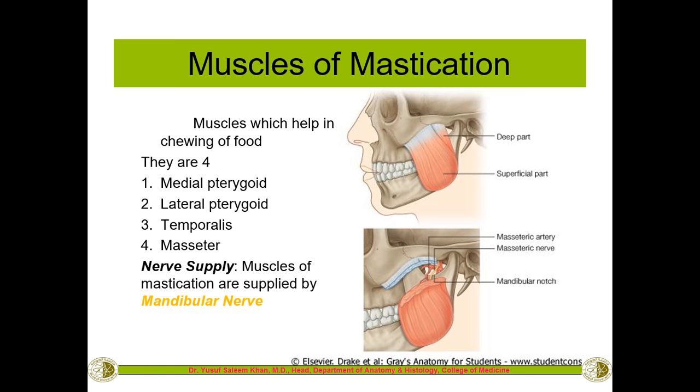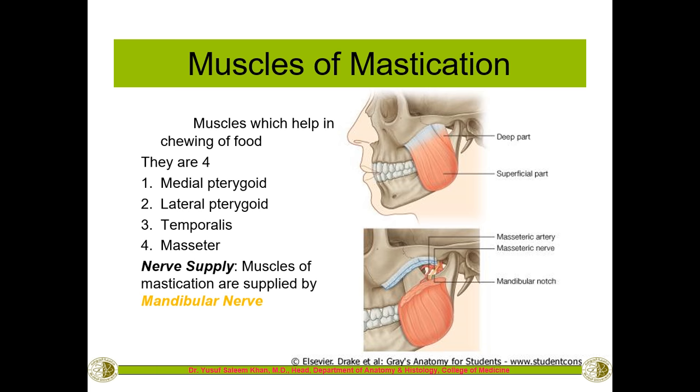So the muscles of mastication. Mastication means chewing of the food. So the muscles of mastication are nothing but the muscles which help in chewing of the food. There are two types of muscles in the face. One is muscles of facial expression. These are different muscles, and muscles of mastication which are helpful for chewing.